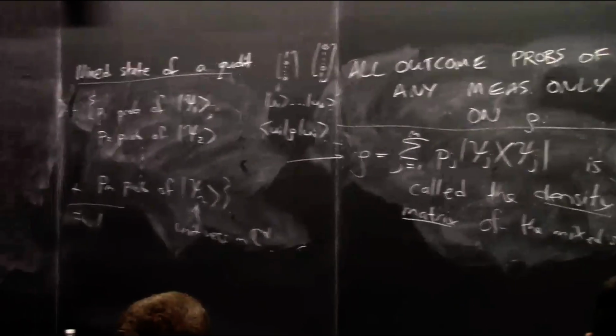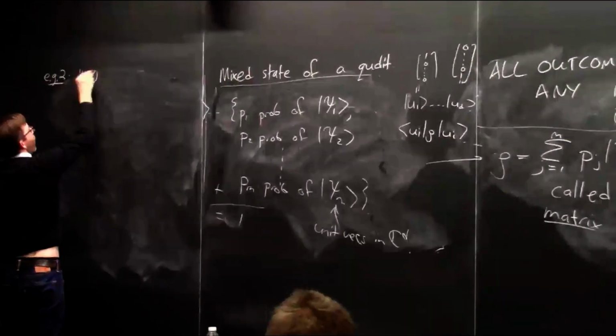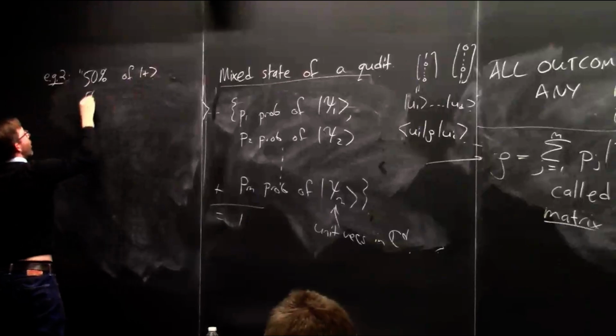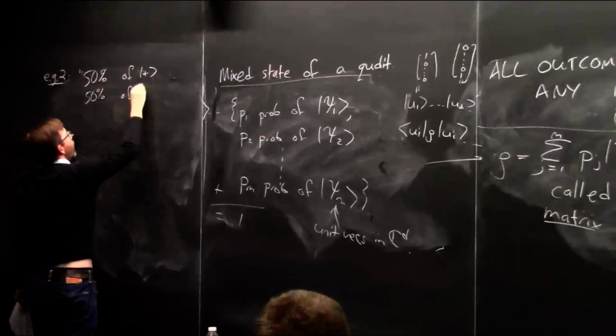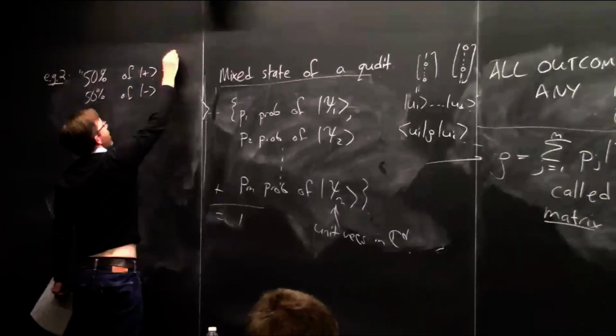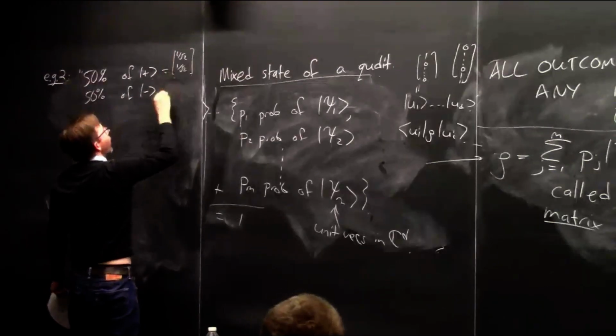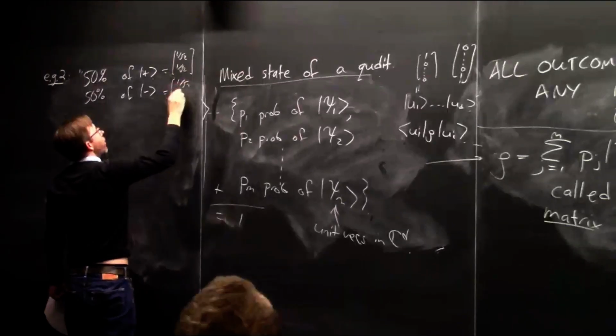OK, example 2. Well, it's the other one. 50% chance of plus, 50% chance of minus. And remember, this is 1 over root 2, 1 over root 2. And this is 1 over root 2, minus 1 over root 2.